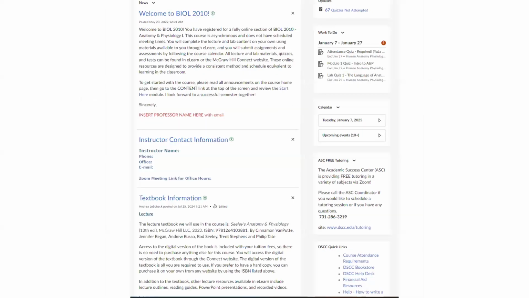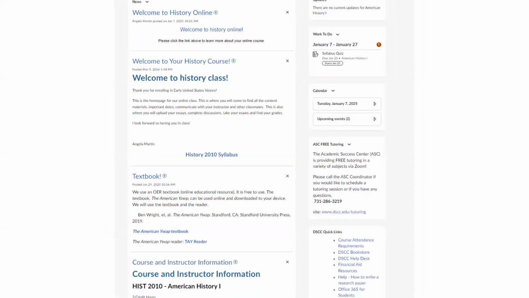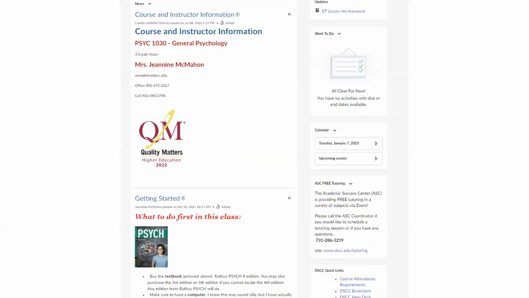And you see the same for Biology 2010. Very similar setup, textbook, some people include that. Same thing for History, welcome to the course, textbook, and then course instructor information, the syllabus, things that we feel like are fairly important for students to see right up top on our home pages. For the psychology course, basically the same thing, and a link to the Getting Started module as well.